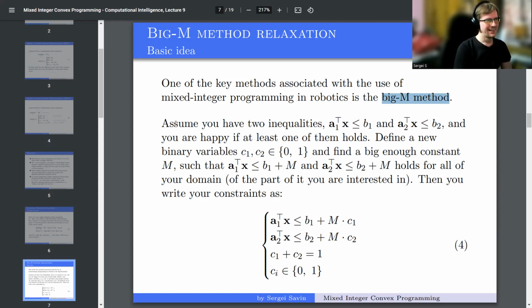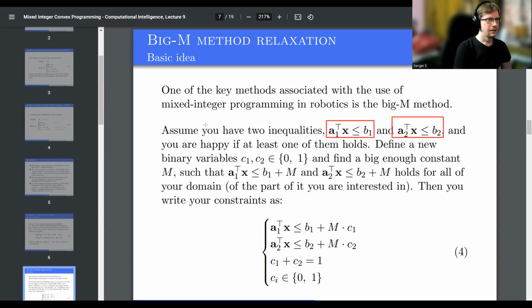Okay. Assume you have two inequalities, a1x less than b1 and a2x less than b2. Okay, two inequalities. We'll be happy if at least one of the two holds. At least one of the two has to hold. So we introduce our binary variables, C1 and C2. They're binary, so they can be either 0 or 1. They cannot be anything else.